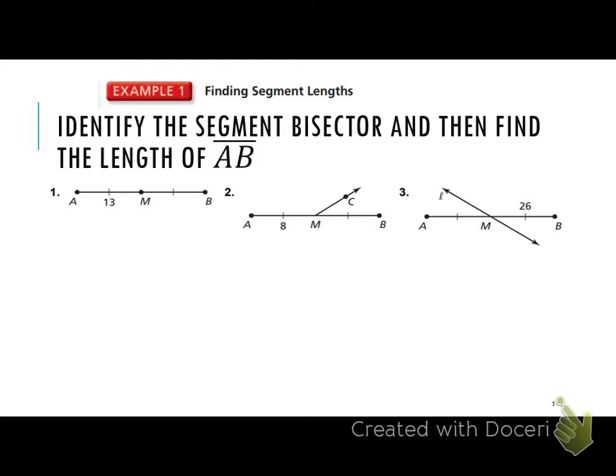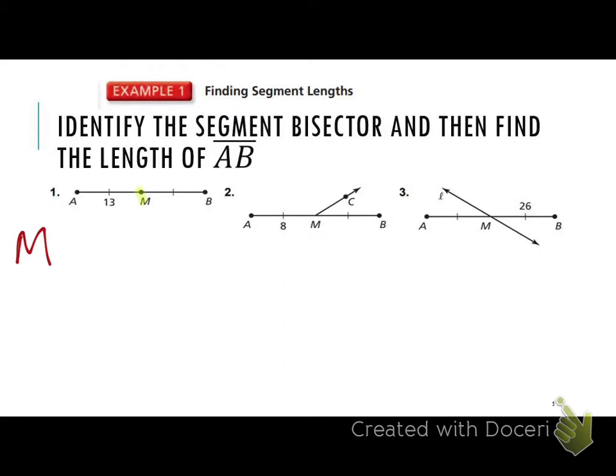All right, so we're going to use that and do example 1. We're going to go through and first decide what's the segment bisector, and then second decide what the length of AB is. This is at the bottom of your page. This first one, what is the only thing that's in the middle of this segment? M. So a segment bisector is something that cuts the line in half. The only thing cutting this line in half is a point, and it's M.